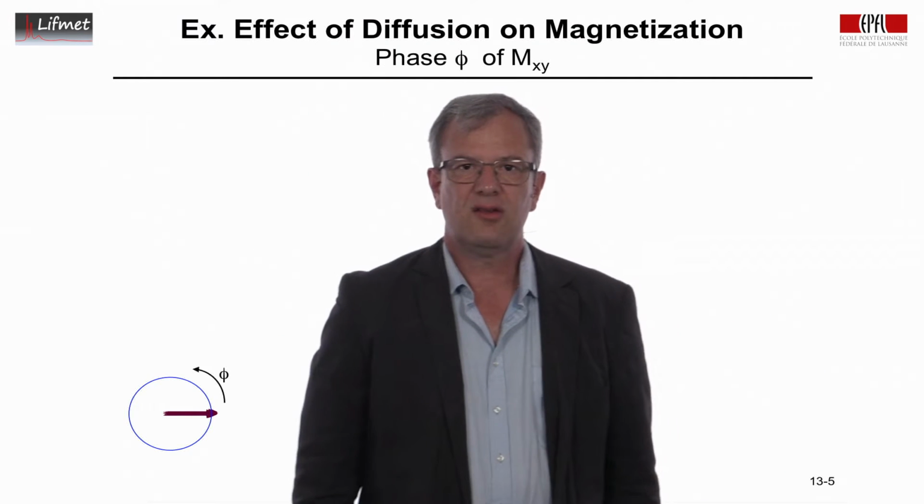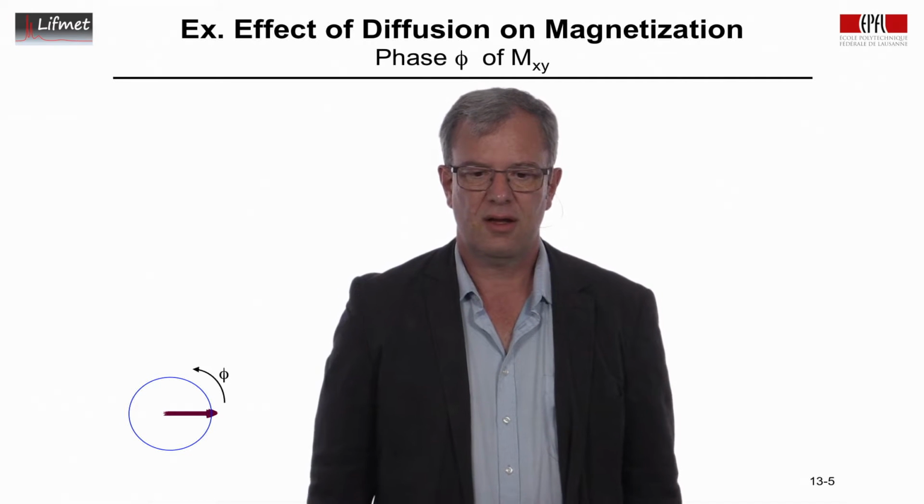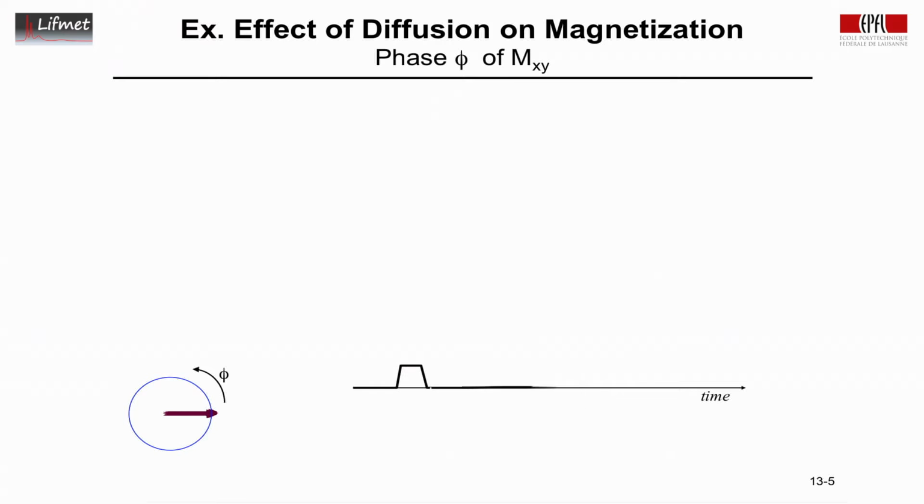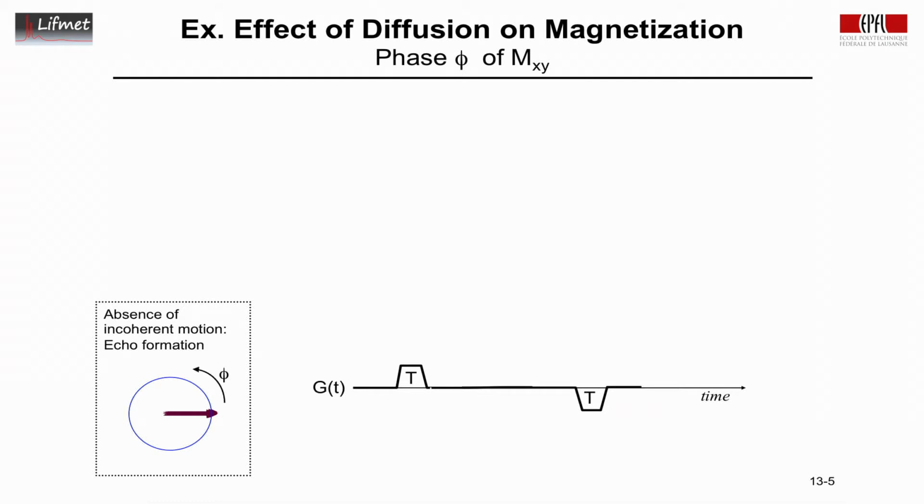So let's look at the effect of diffusion on magnetization. I'll take another view on this. We have time here. We turn on the gradient, once positive, once negative. And we'll consider now for the time t, both with the same amplitude, but positive and negative. And we'll look at the effect on signal amplitude.